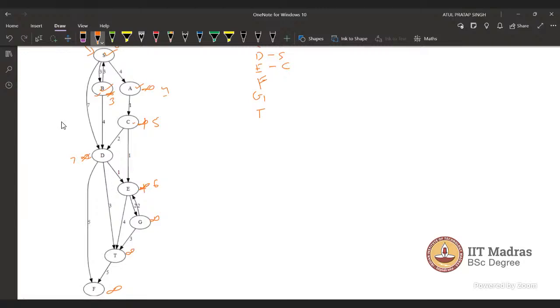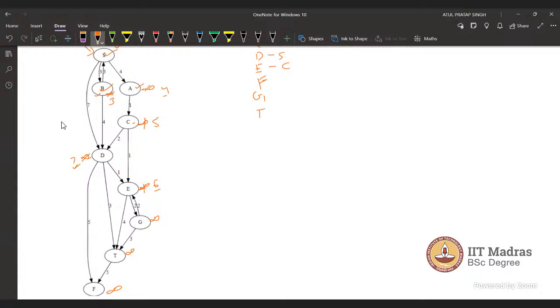Okay, so now we will select the next. Who is the next? D? No, this is 7 and this is 6. Yes, 6. So we will select E. From E, we can move to G and T. Shouldn't you first do D though? No, because this has weight 7 and E has 6. So we will select the minimum distance. Yes, so we will select E.